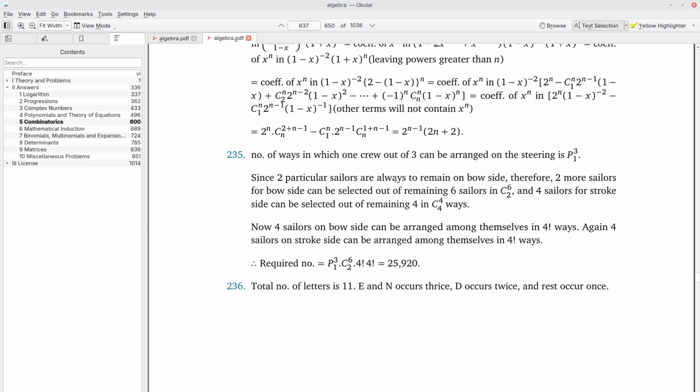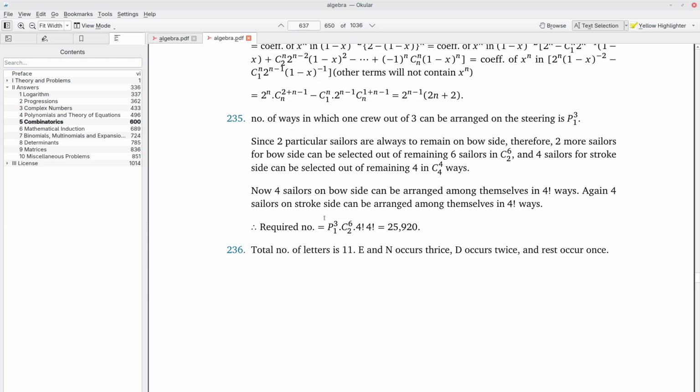Since 2 particular sailors are always to remain on the bow side, 2 more sailors for the bow side can be selected out of the remaining 6 sailors in 6C2 ways, and 4 sailors for the stroke side can be selected out of the remaining 4 in 4C4 ways. Now 4 sailors on the bow side can be arranged among themselves in 4 factorial ways, and 4 sailors on the stroke side can be arranged among themselves in 4 factorial ways. So the required number would be 3C1 multiplied by 6C2 multiplied by 4 factorial multiplied by 4 factorial, that is 25,920.